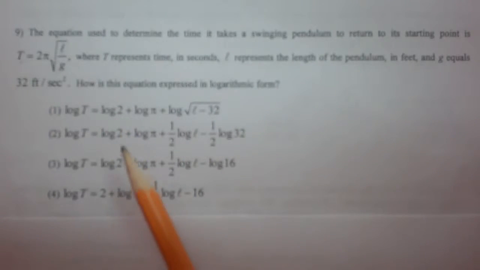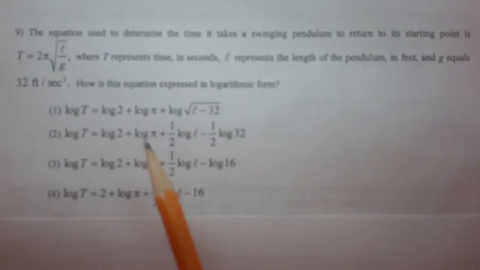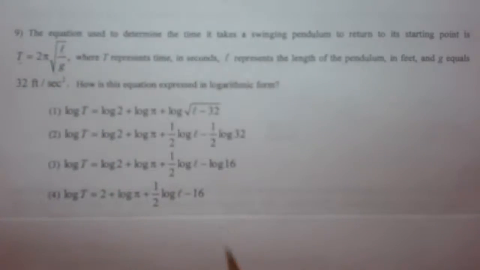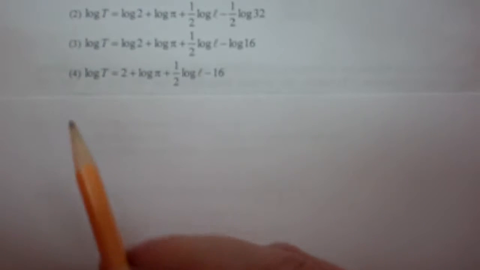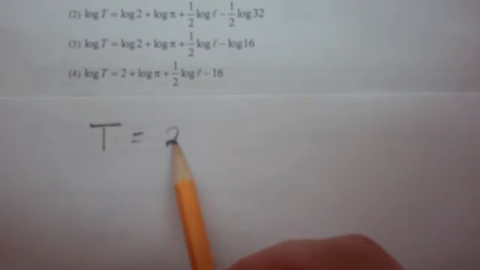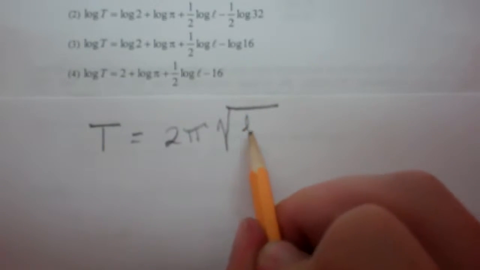And it gives us these choices. This problem is really asking us to apply the laws of logarithms to this equation. So let's do that here. First we'll start with that equation. The equation that's given to us in the problem is t equals 2 pi times the square root of L over g.